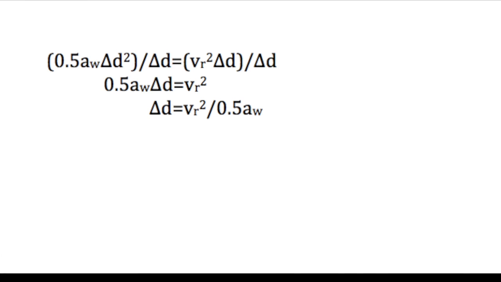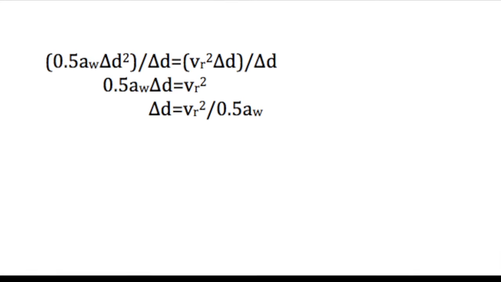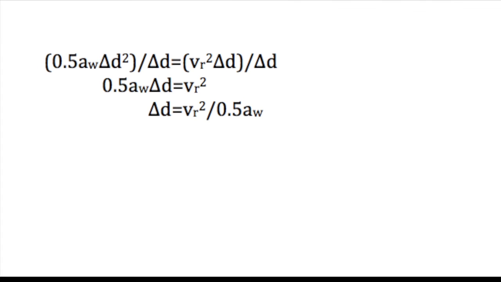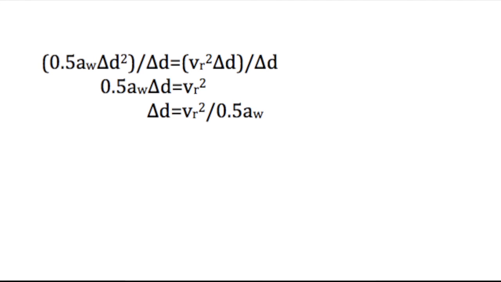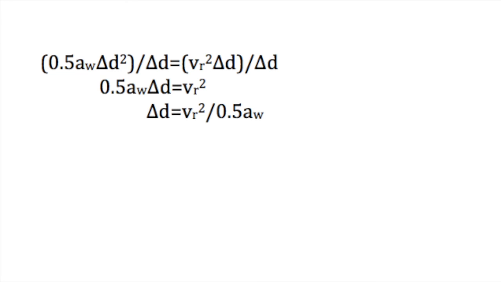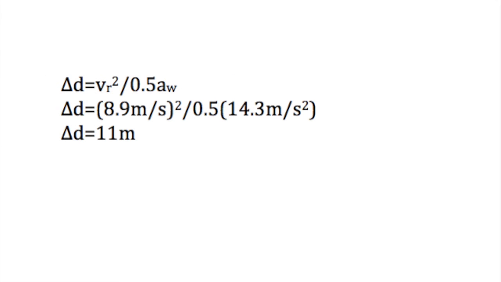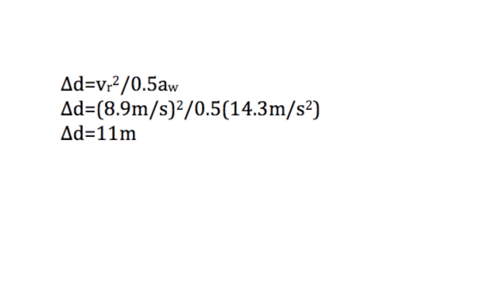Now, if we divide both sides by delta d, we are left with an equation of 0.5 times acceleration times delta d is equal to the velocity of the Roadrunner squared. Rearranged, this gives us delta d is equal to the velocity of the Roadrunner squared over 0.5 times acceleration of the Coyote. Finally, we can plug in our known values, giving us an answer of 11 meters.